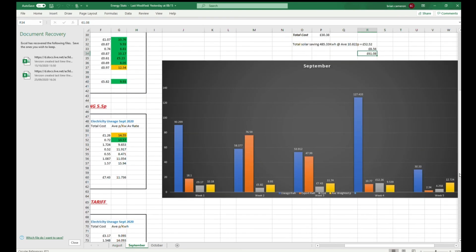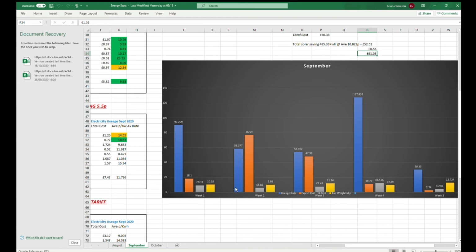Yeah, so there we have it. Consumption all the way across. Export, really good week 2 on export. Lots of sun there. We were away for a few days during this period as well, so of course all that's going back to export, and then cost and average weighted.